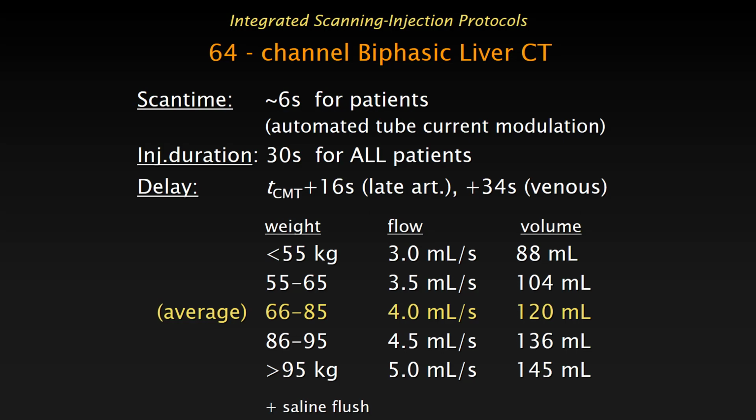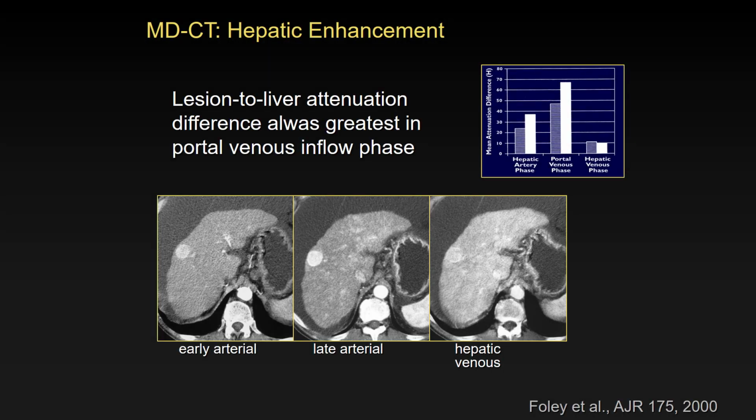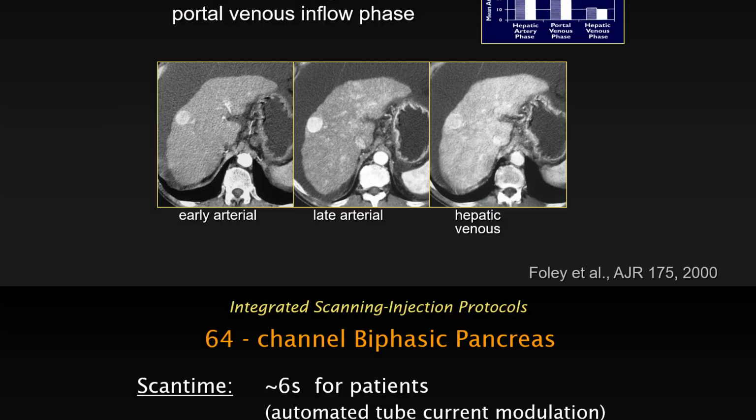The scan time is 6 seconds with a flow rate of 4 gives 120. Smaller patients get less. Larger patients get more. Very straightforward, and it's a very simple acquisition. And again, the reason is because the arterial enhancement corresponds actually to the enhancement of a hypervascular liver lesion. So this is why you want to have this constant as well.